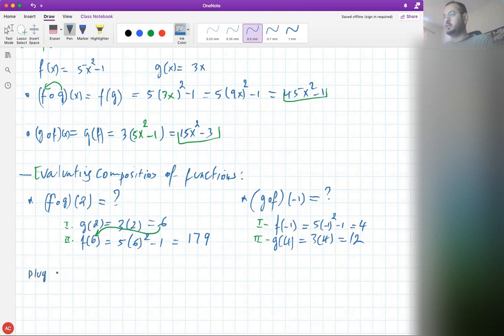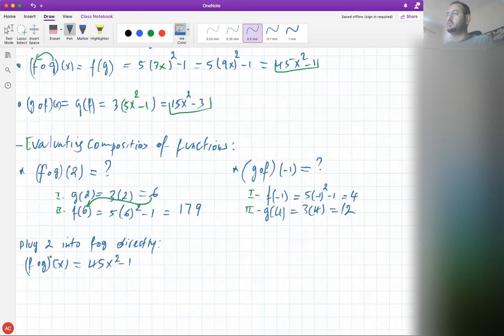Let's do that. So plug 2 into f of g directly. So again, f of g of x equals this from the previous question. So now it's just a function, just a name, just a notation. You can call it something else, for example, you could rename it h or k or whatever, k of x or h of x. So now we're going to evaluate this for 2.